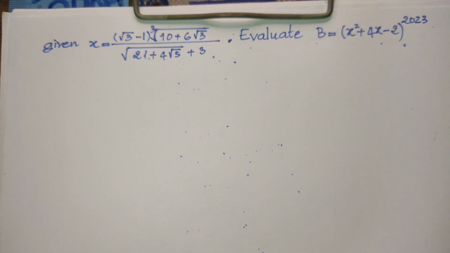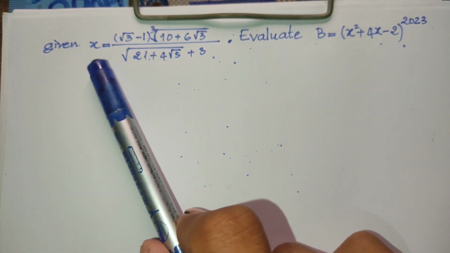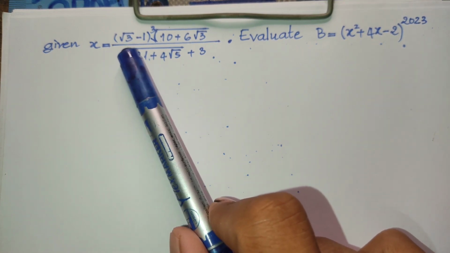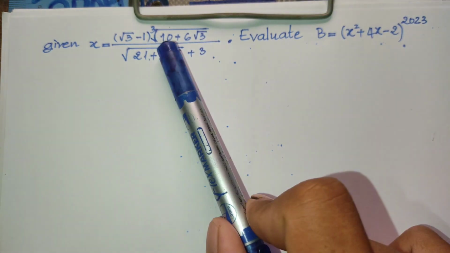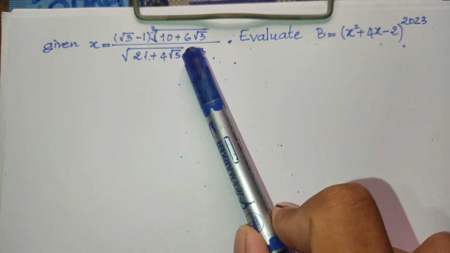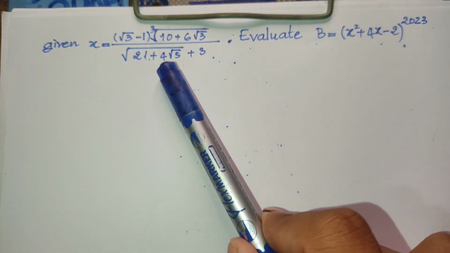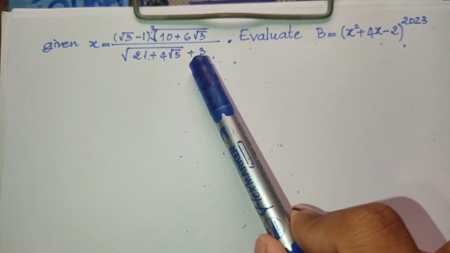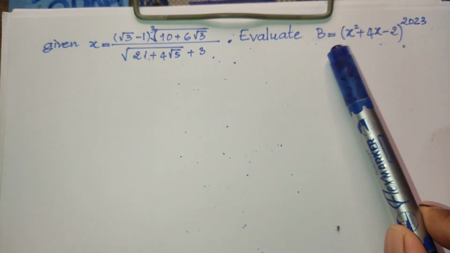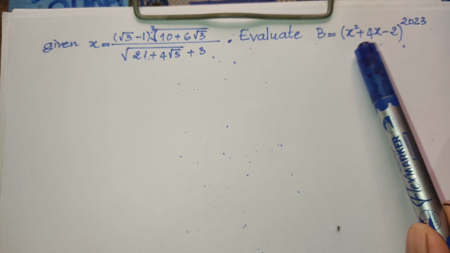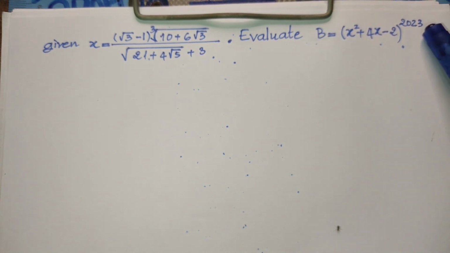Today I have one exercise on screen. Given x equals (square root 3 minus 1) multiplied by the cube root of (10 plus 6 square root 3), divided by the square root of (21 plus 4 square root 5), plus 3. Evaluate B equals (x squared plus 4x minus 2) all to the power 2023.